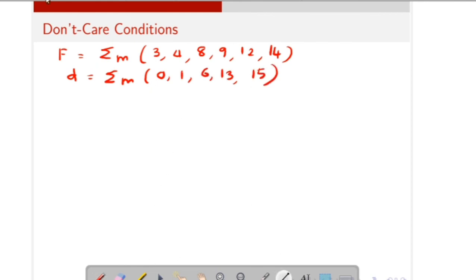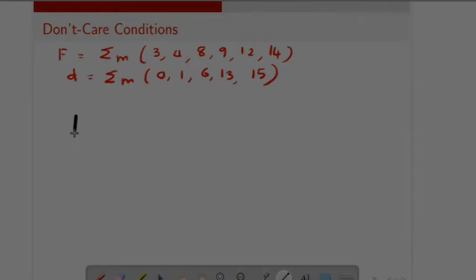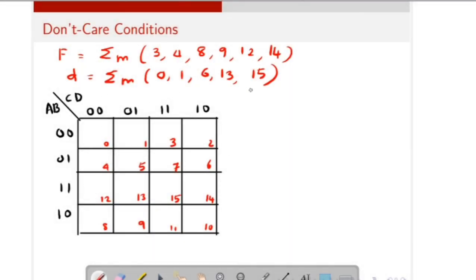Okay, so first we can draw the K-map. So this is the K-map. In this K-map we can mark the minterms and don't cares. So first mark the minterms 3, 4, 8, 9, 12, 14. Okay, then mark the don't cares, X, don't cares as X. So 0, 1, 6, 13, 15. Right?